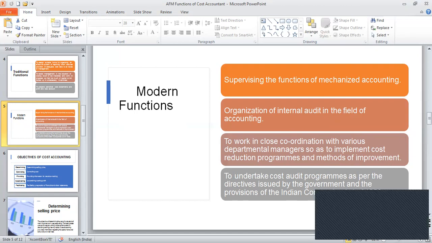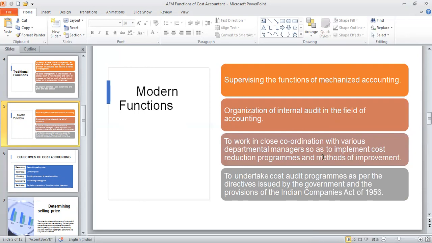And to work in close coordination with the various department managers. So as a cost accountant, you must have close relation with the stores manager. You must have close relation with purchase management, finance department, and quality control department. Why? Because all these departments have to coordinate in order to purchase the best quality product with the lowest possible price.